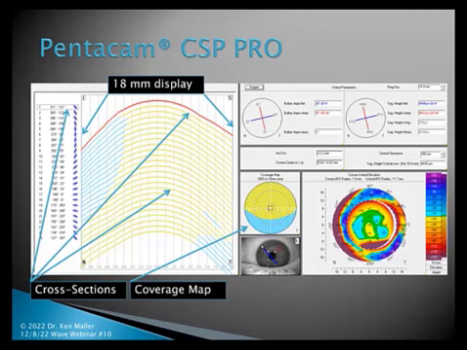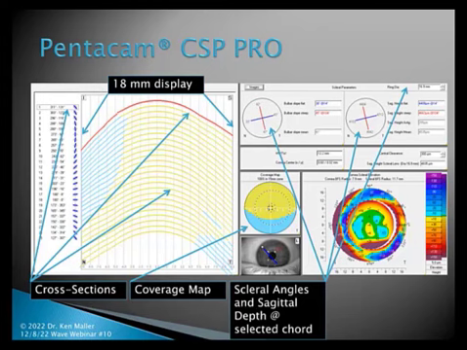Up over here, you have the scleral angles being shown along with the sagittal depths at a specific chord. In this particular instance, you can see the ring diameter is set to 16.9. And those values of 4103, 4484, 4712, and 4842 are the actual sagittal depths at a chord of 16.9 in those principal meridians. That's what's showing on the right-hand side. On the left-hand side, those are the angles that the sclera is at those particular points.